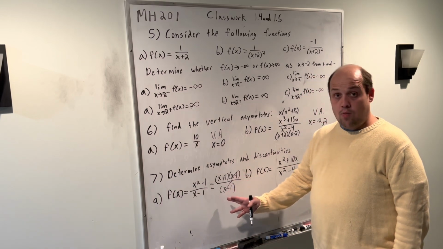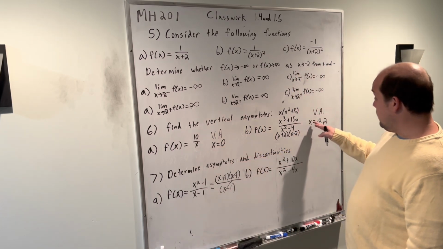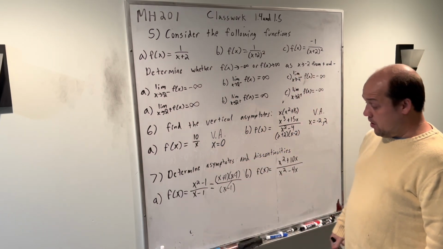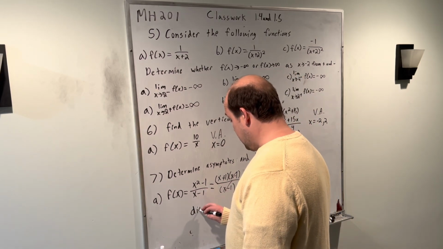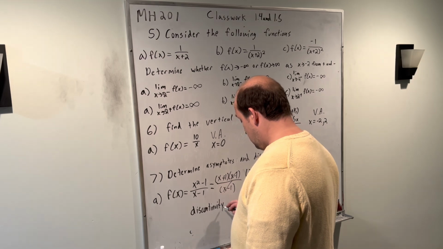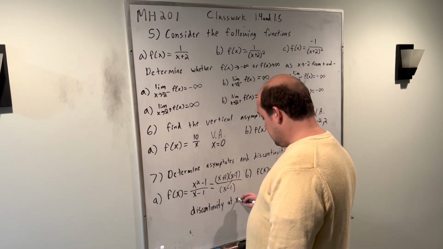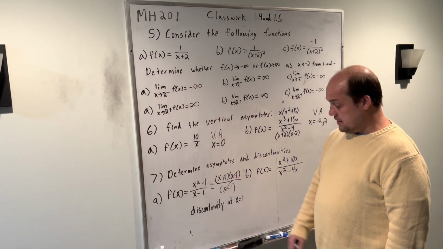When two things go away like that, they don't give me the vertical asymptote the way this x equals 0 and this x equals negative 2 and 2 did above. Instead, they give me a discontinuity. Specifically, they give me a discontinuity at x equals positive 1, because positive 1 would make each of these 0.